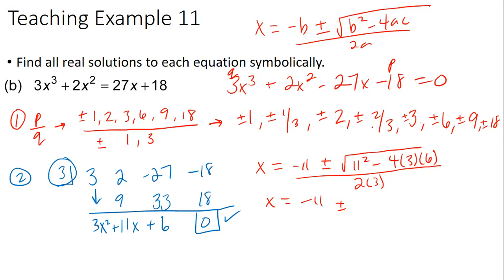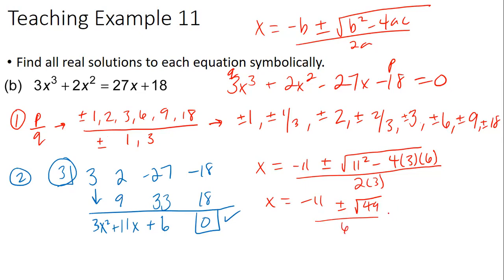All right. So we have 121 minus 72? I did 4 times 3 is 12 times 6 is 72. Did you do the 121 minus? Oh, no, I didn't do that. I only did that part. Got it. And we get positive 49. So we get left with the square root of 49 over 6.